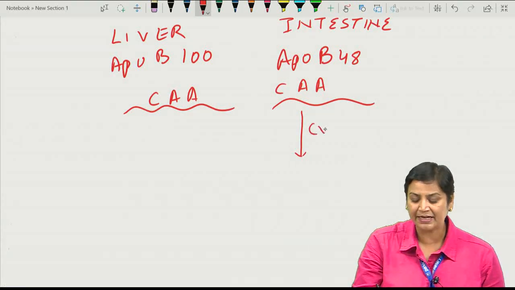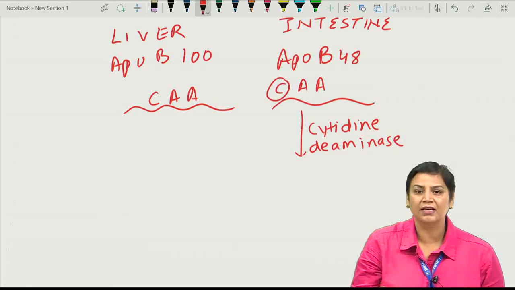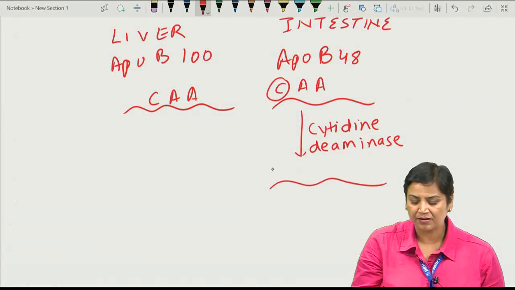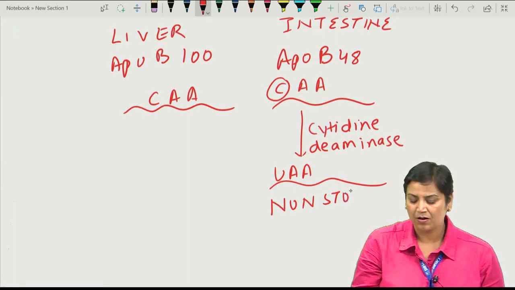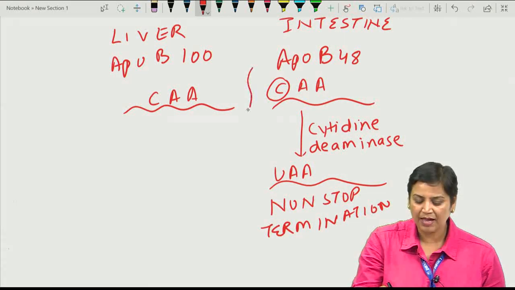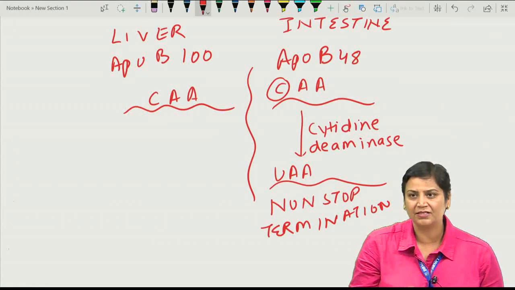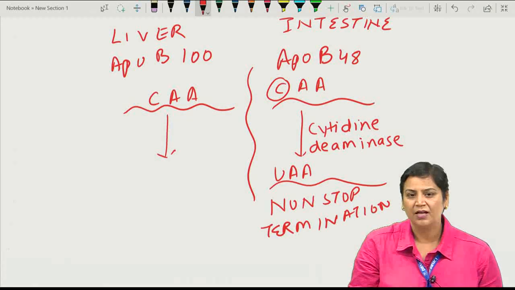The enzyme is cytidine deaminase. Cytidine deaminase means deamination of cytosine is occurring, or it is replaced by uracil. And this UAA is a stop codon, or a termination codon. So only ApoB48 is synthesized and left as such, whereas ApoB100 is continuously being synthesized in the liver.